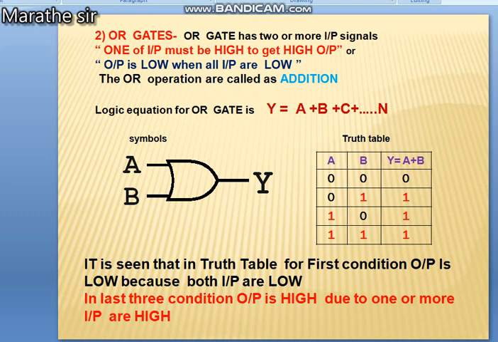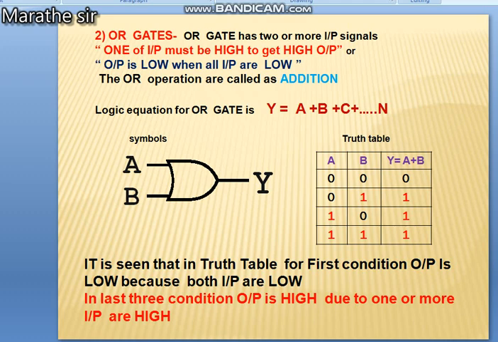It is seen in the Boolean equation for OR gate: Y is equal to A plus B plus C plus dot dot up to N. That means it is the addition process. Y is equal to A plus B. Here the symbol of OR gate is shown. Each gate has a different symbol. In that symbol it is shown that it is a two input OR gate. Inputs are A and B and the output is shown by the capital letter Y.